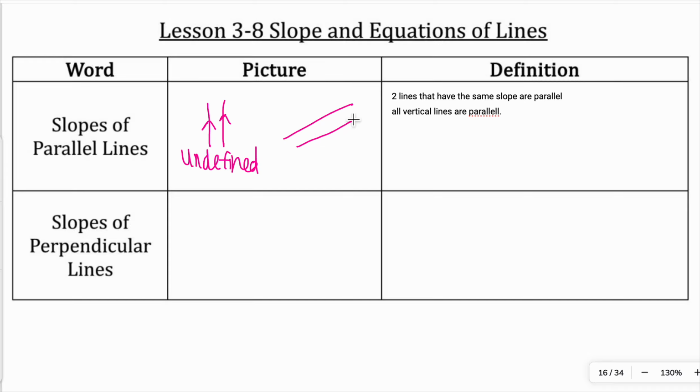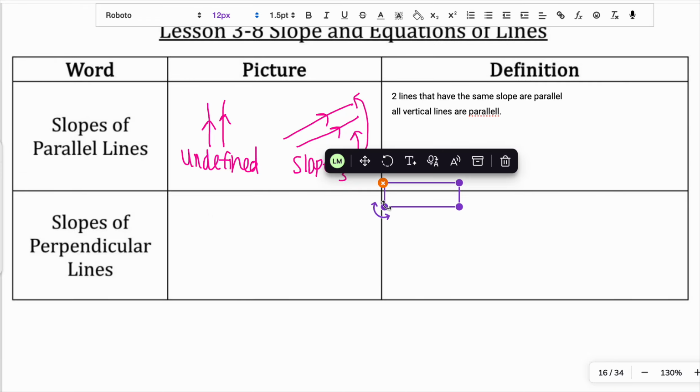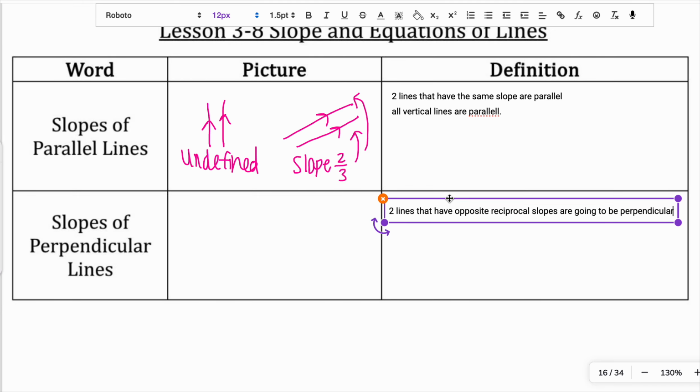Or maybe we have some parallel lines looking like this, and we can say that their slopes are 2/3 for both of them. Okay, so that would mean that they are parallel. The slopes of perpendicular lines, though, those are going to have two lines that have opposite reciprocal slopes are going to be perpendicular. Okay, and this is what I mean by that.